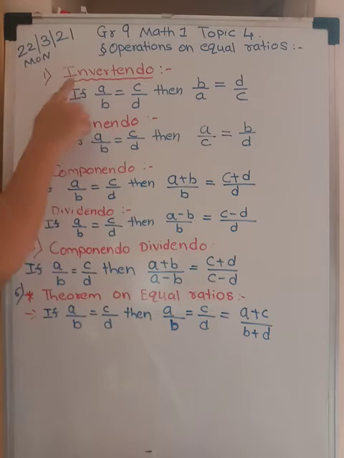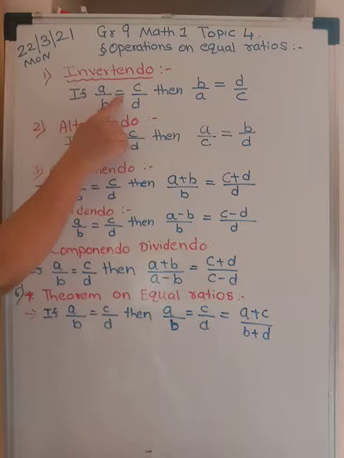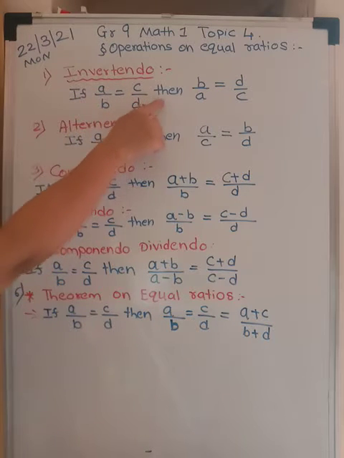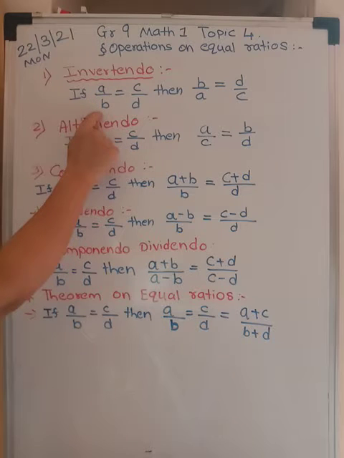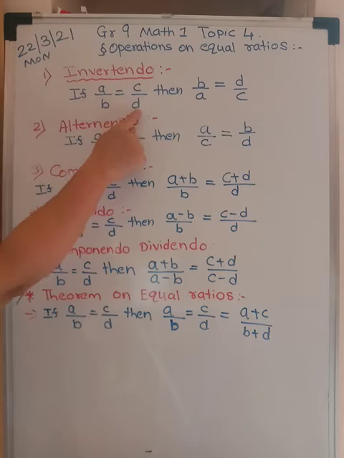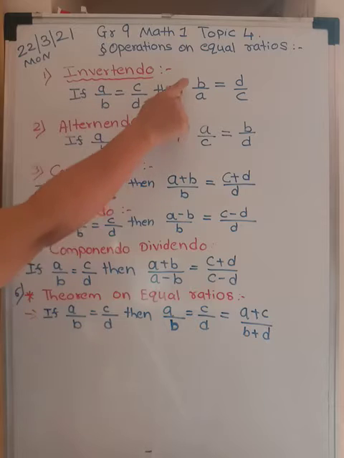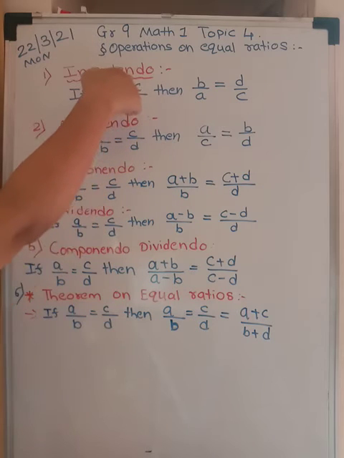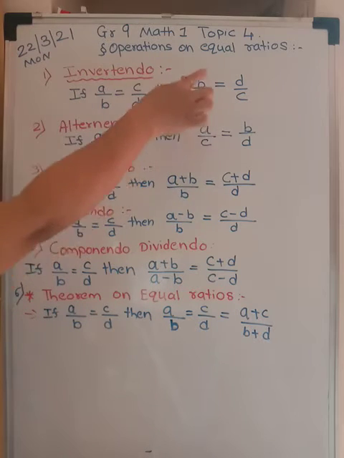See now, invert and do. Invert means reciprocal. So if A upon B is equal to C upon D, then the inverse of the first ratio is also equal to the inverse of the second ratio. Therefore, I have written B upon A, inverted, is also equal to D upon C.